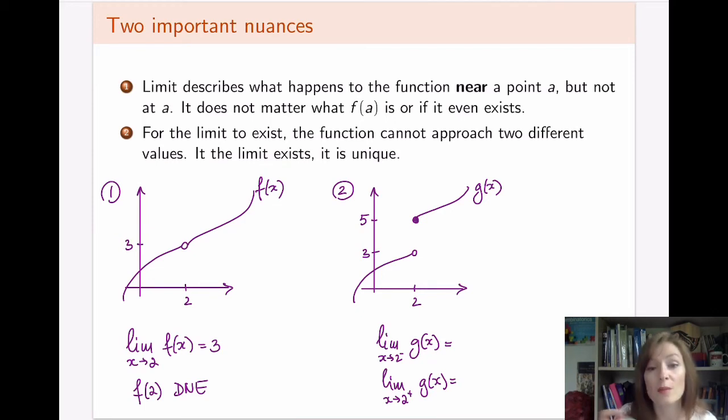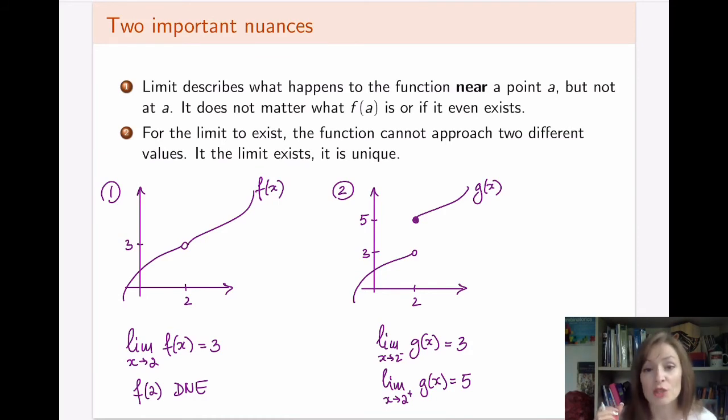And again, think about walking along the graph. So as x approaches 2 from the left, it physically means from the left of 2. So as I am walking along the graph from the left of 2, what y value is it approaching? Well, it's approaching 3 here, right? So this limit is equal to 3. As I'm approaching 2 from the right, I'm going to walk along my graph toward 2 from the right. What y value am I approaching? 5. Okay? And this is exactly the problem.